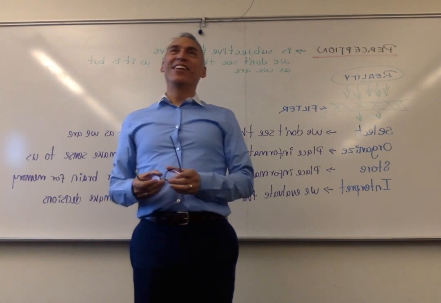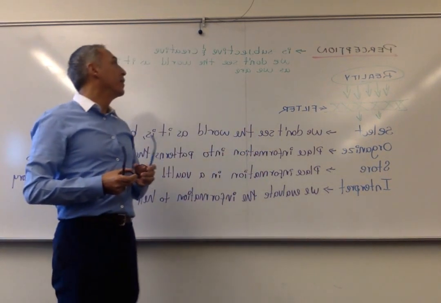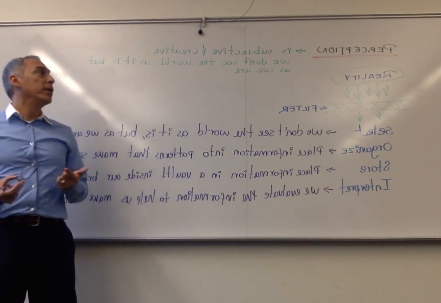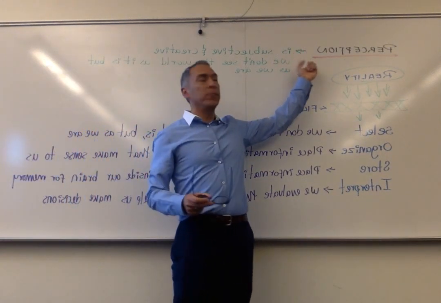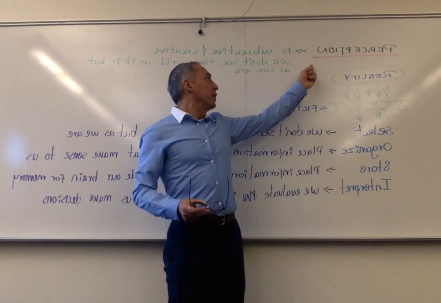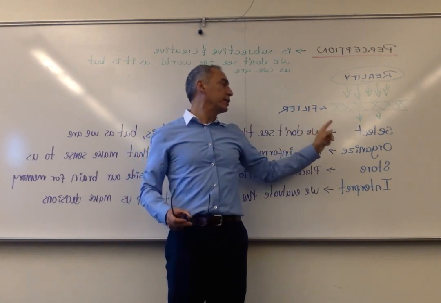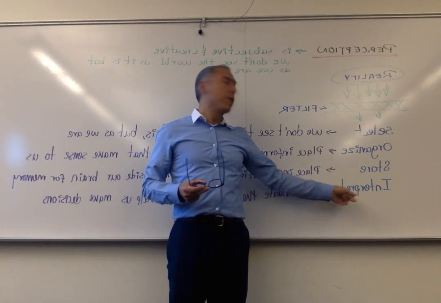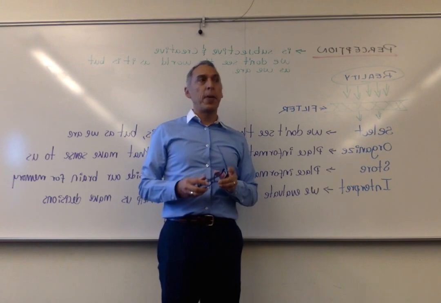All right, so here we are with the lecture on perception. As you can see on the board, there's a description of what perception is. Perception can be described as a process where we select, organize, store, and interpret information that comes to us from the environment to help us create a picture of the world around us.